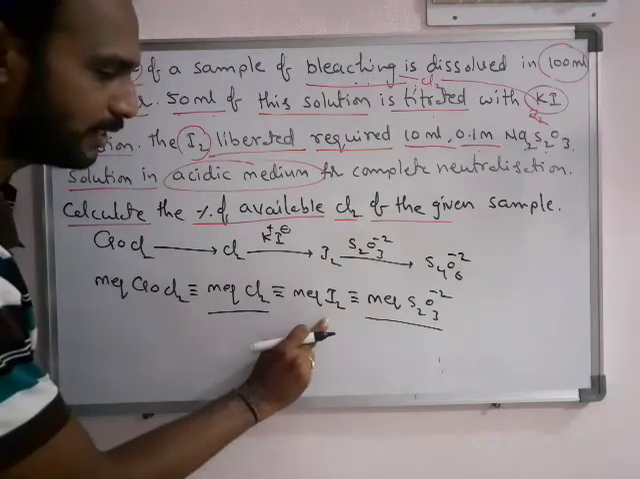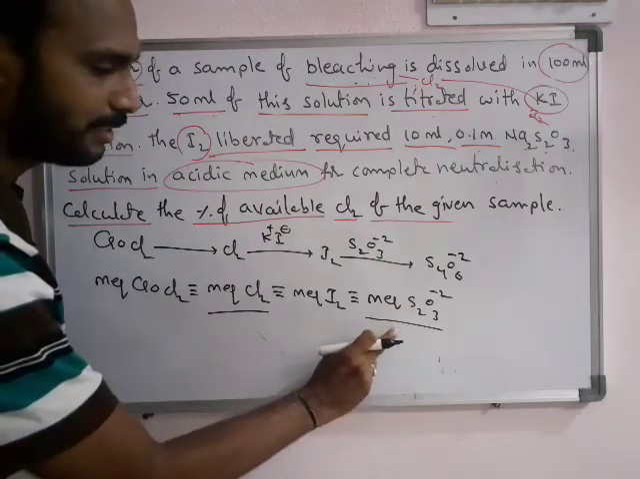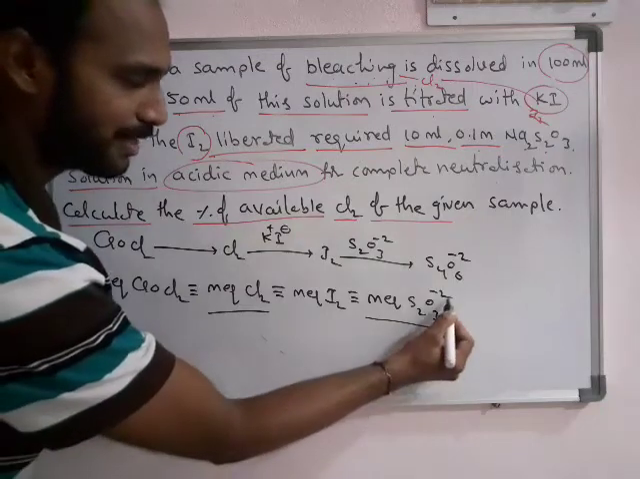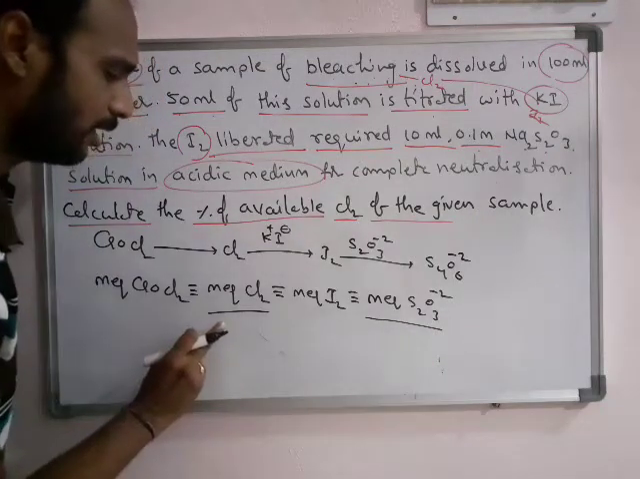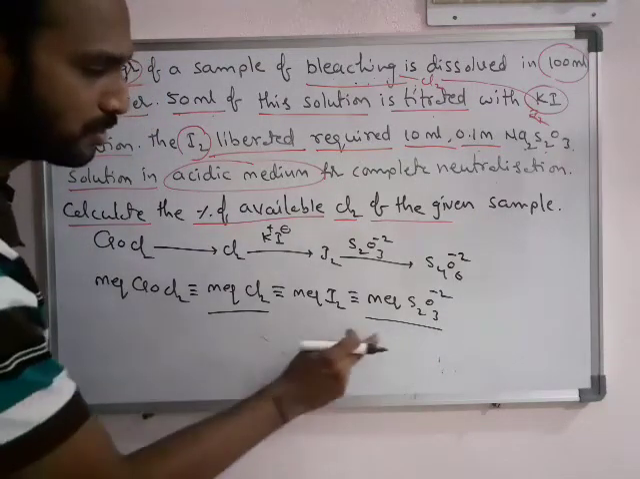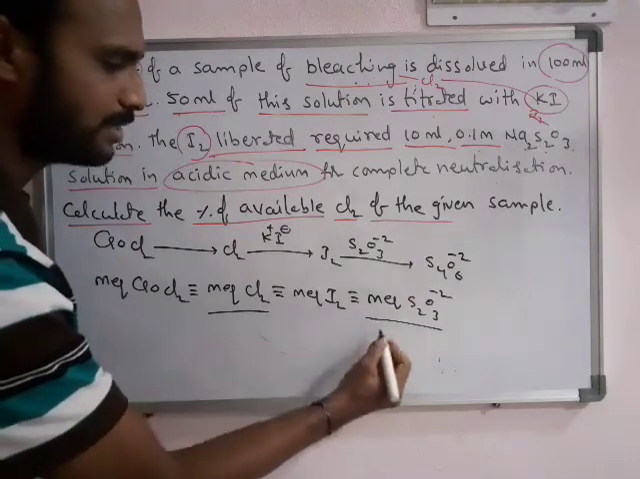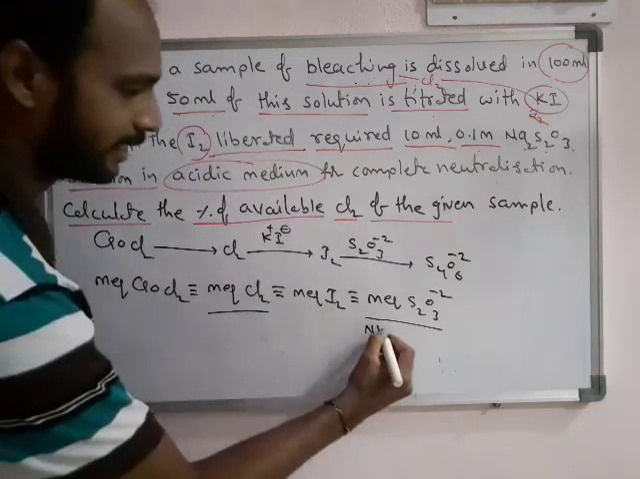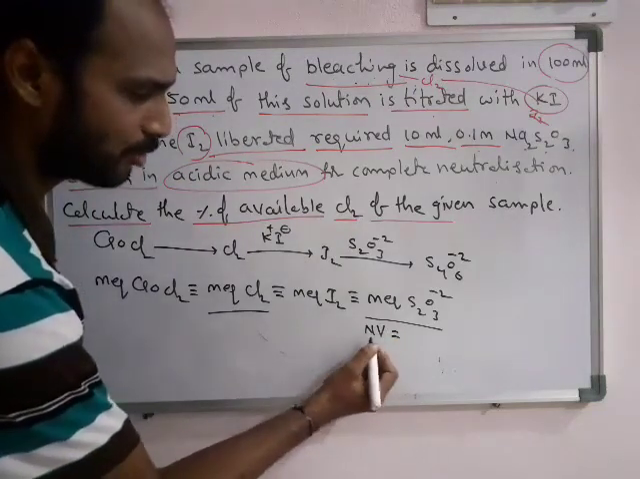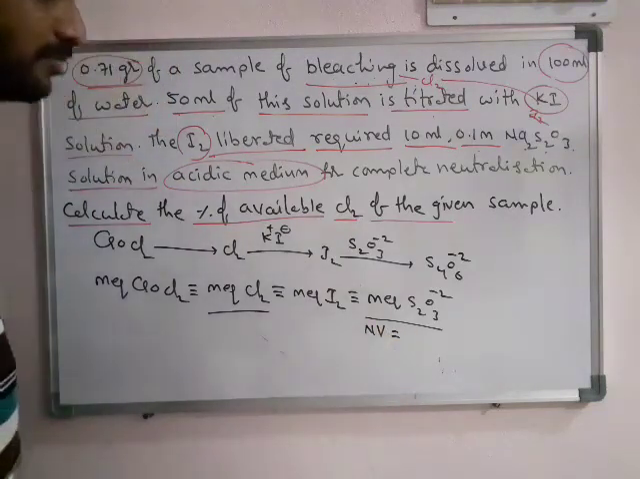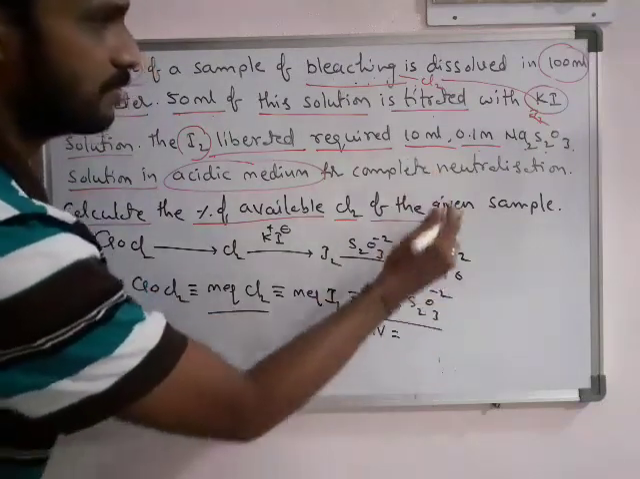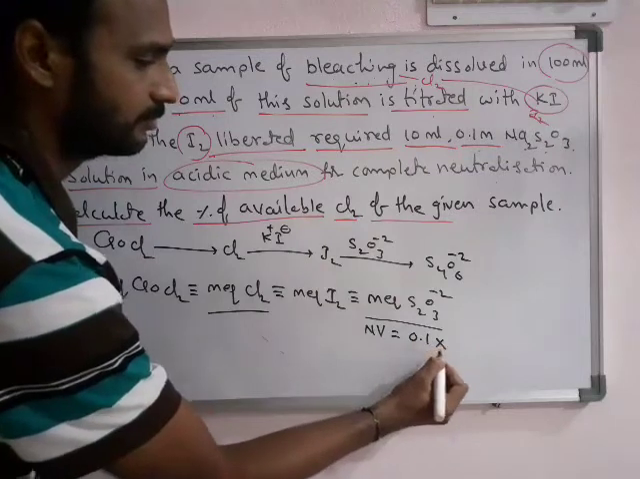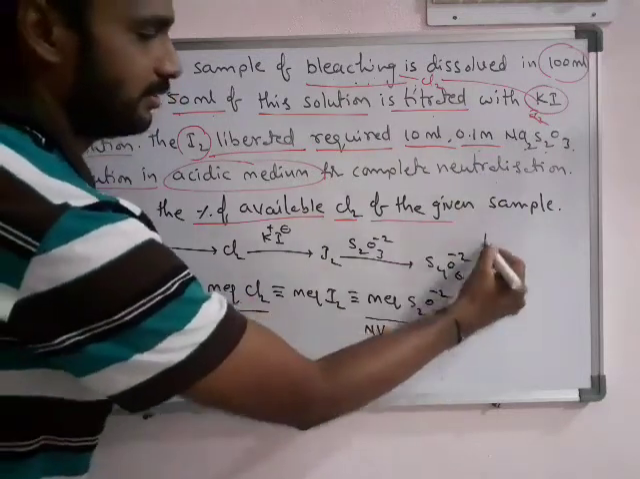Now to know the amount of iodine, we need to get the milli equivalence of S2O3 minus 2. That means, based on S2O3 minus 2, we can find out chlorine. So milli equivalence of S2O3 can be calculated. Normality into value is called milli equivalence. We know that. So what is the normality? The molarity is given as 0.1.